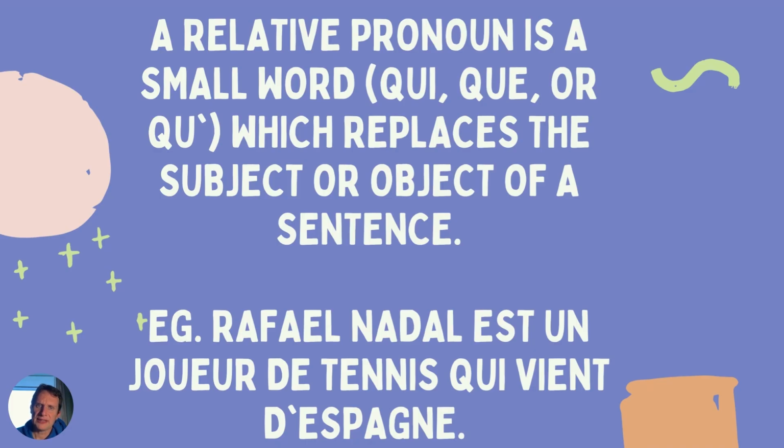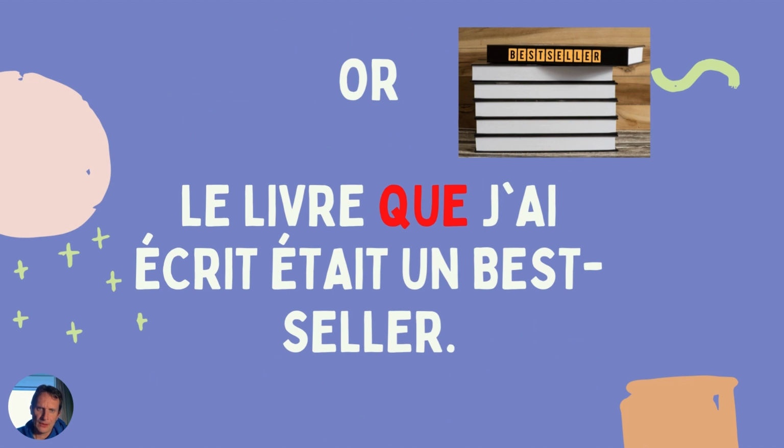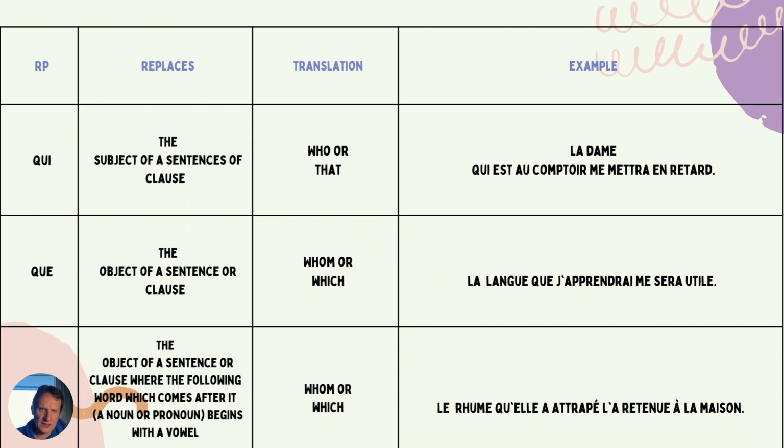A relative pronoun is a small word, qui, que, or qu', which replaces the subject or the object of a sentence. E.g., Rafael Nadal est un joueur de tennis qui vient d'Espagne. Or, le livre que j'ai écrit est un best-seller. Here's a table describing them and giving some examples, which you can have a read of.